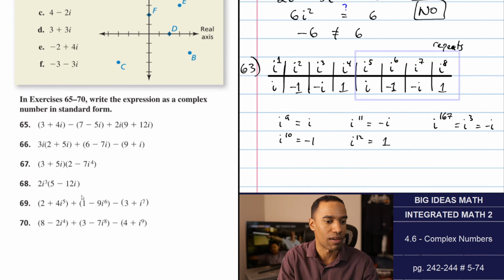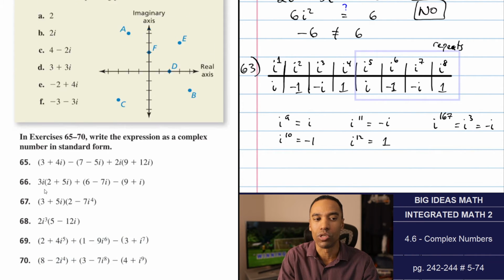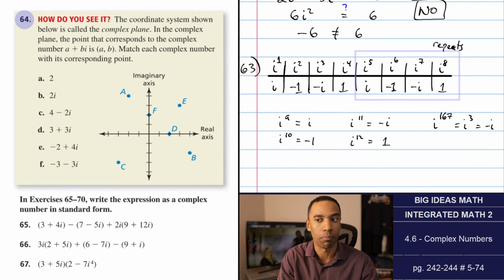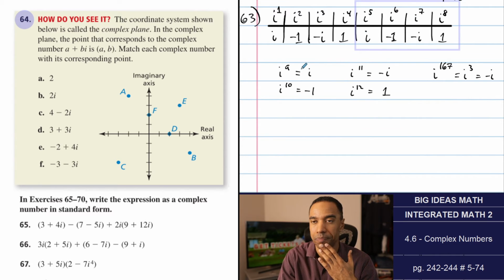I can see number 67. Okay, I can see them do that here. So we're going to use those down below. We're not at that problem yet, but that's where 63 is going to lead us.